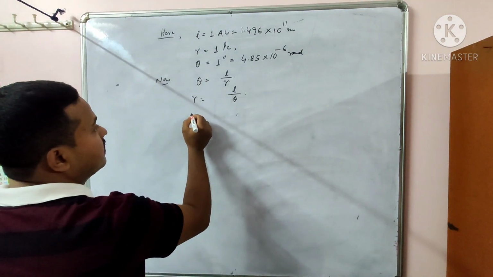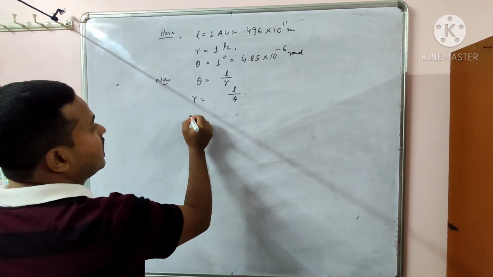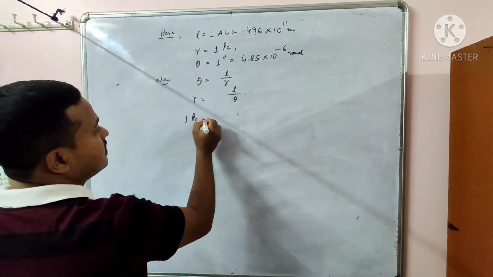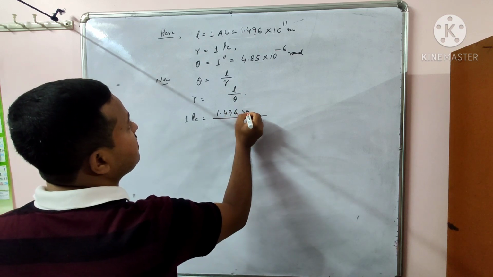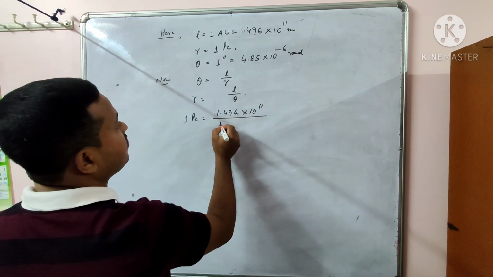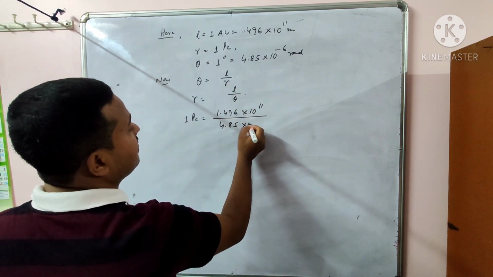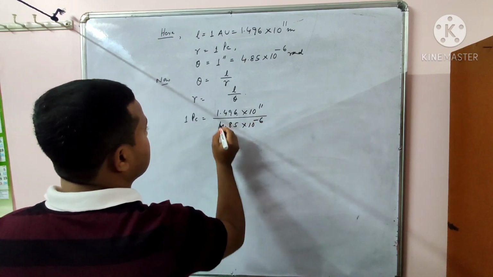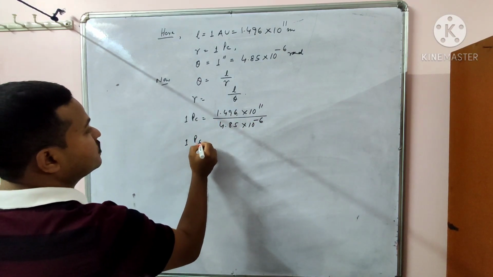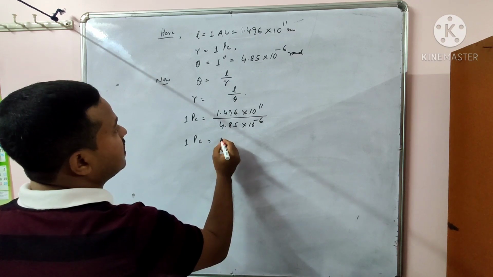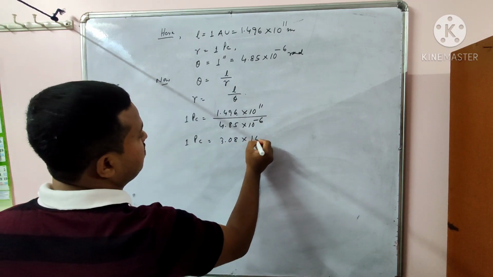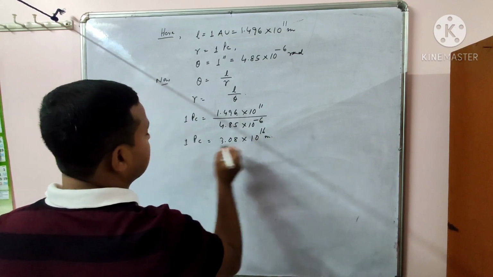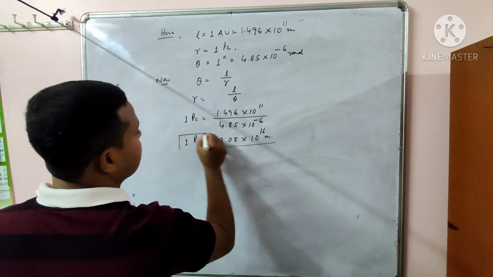Okay, so here your R is 1 parsec. So L is 1.496 × 10^11, theta is 4.85 × 10^-6. If we calculate it, it comes to be around 3.08 × 10^16 meter. Okay, so let's remember this.